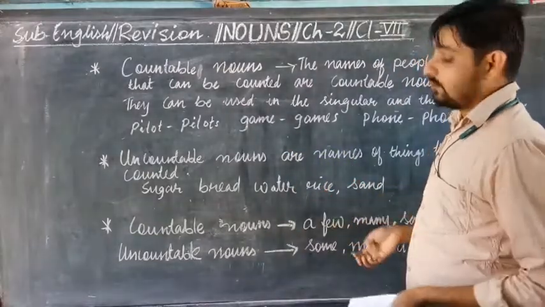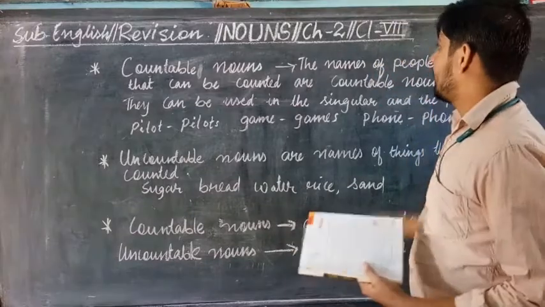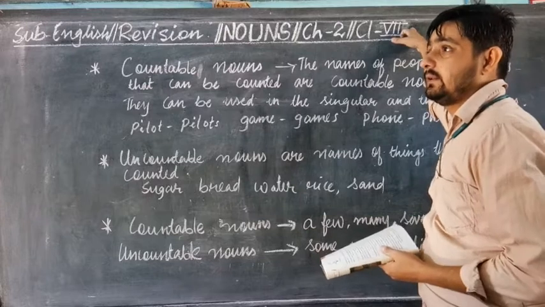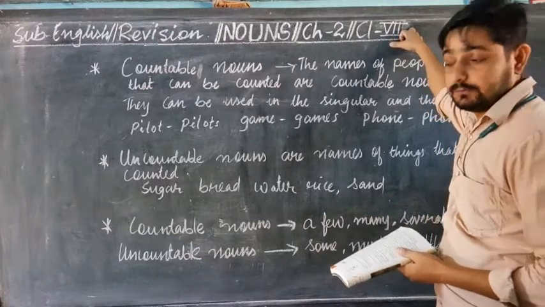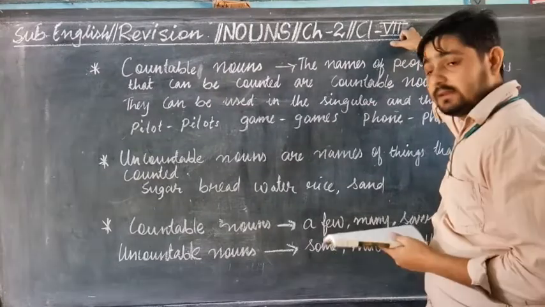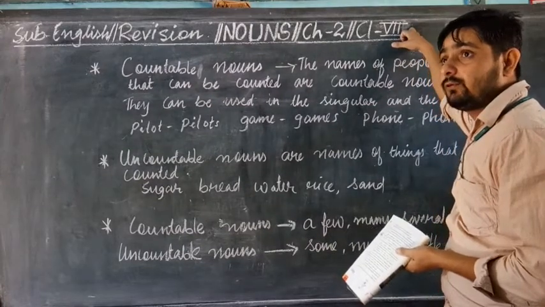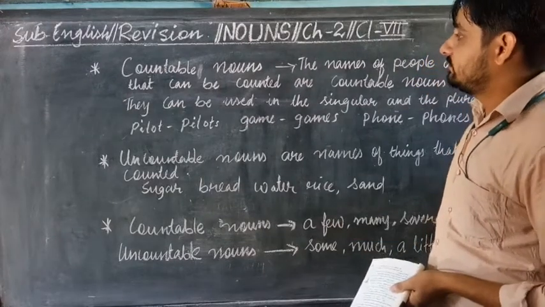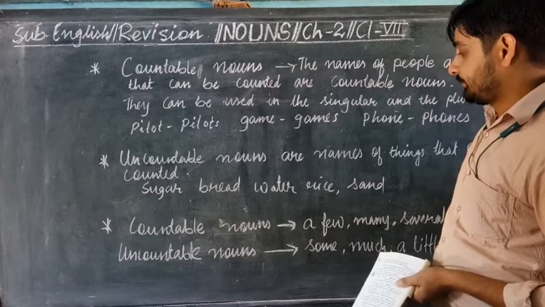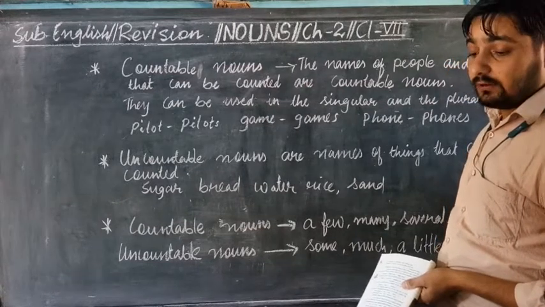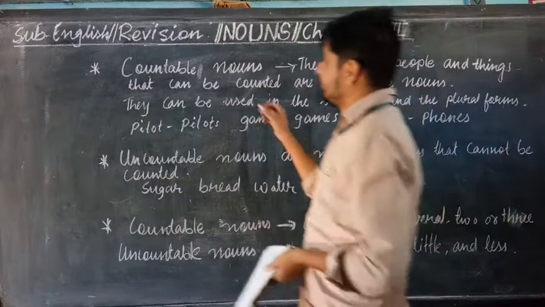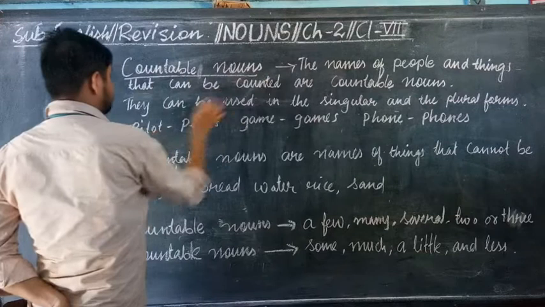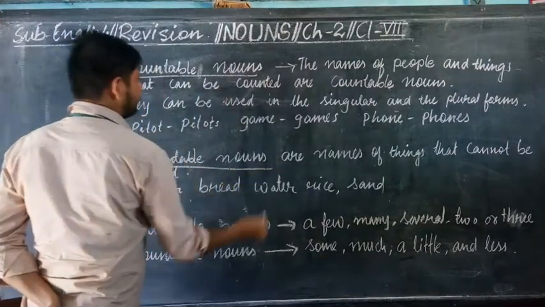As we all know, nouns means the naming words, the name of anything: name of people, name of place, name of animals, name of plants, we call it noun. So today we will see two types of nouns here: first, countable nouns and uncountable nouns.